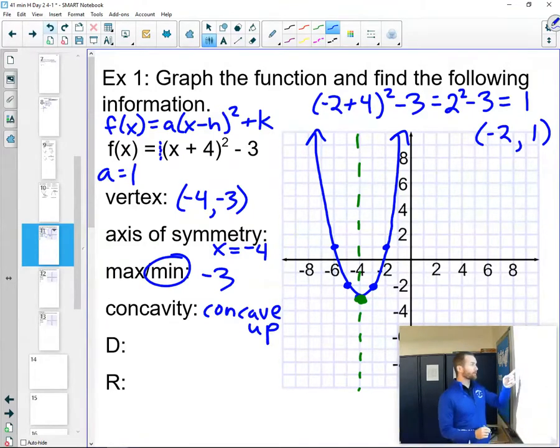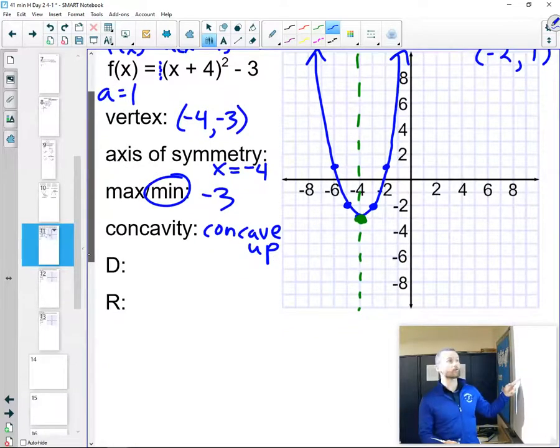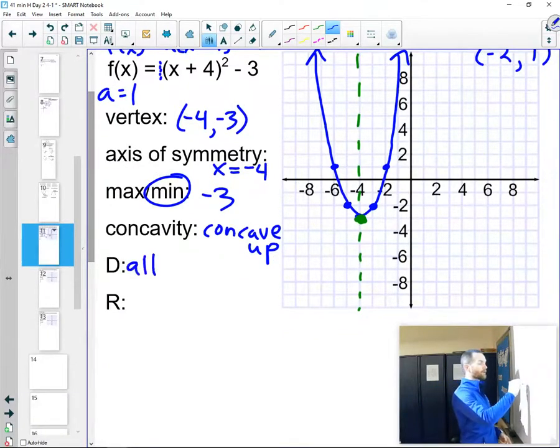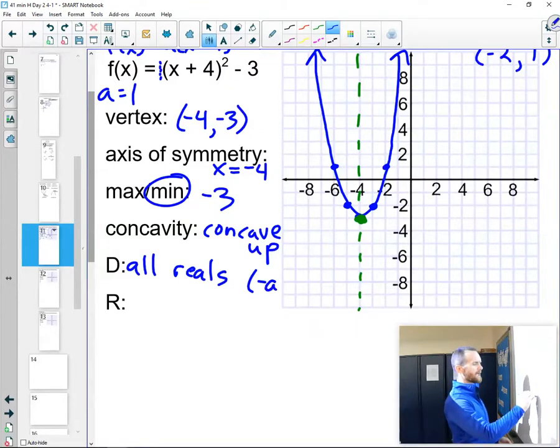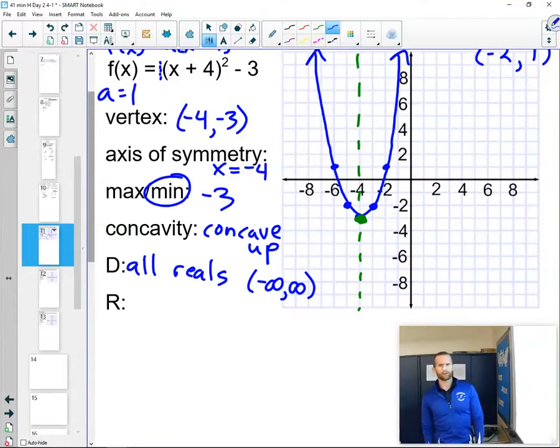And now it's time for our domain and range. The domain is nice and easy for a quadratic. It's always all reals. If you want to put that in set notation, that would be from -infinity to +infinity, if you want to write it that way. The range value, let's see.